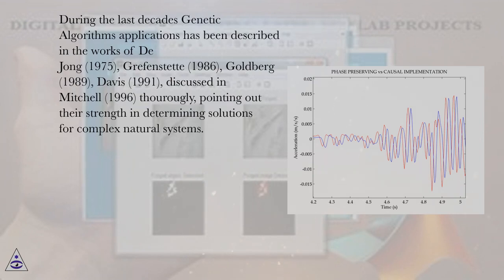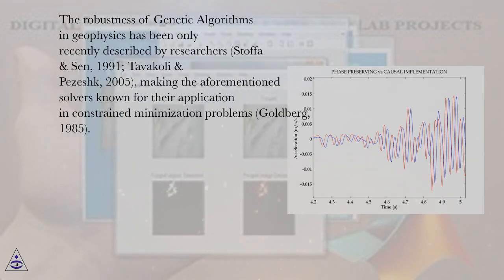During the last decades, genetic algorithms applications have been described in the works of de Jong, 1975, Grefenstette, 1986, Goldberg, 1989, Davis, 1991, discussed in Mitchell, 1996, through pointing out their strength in determining solutions for complex natural systems. The robustness of genetic algorithms in geophysics has been only recently described by researchers, Stoffa and Sen, 1991, Tavakoli and Pisch, 2005, making the aforementioned solvers known for their application in constrained minimization problems, Goldberg, 1985.